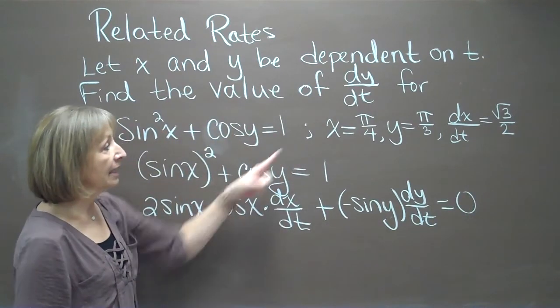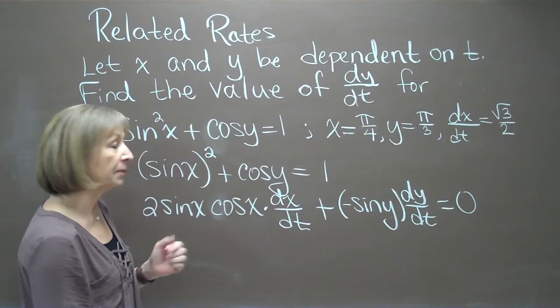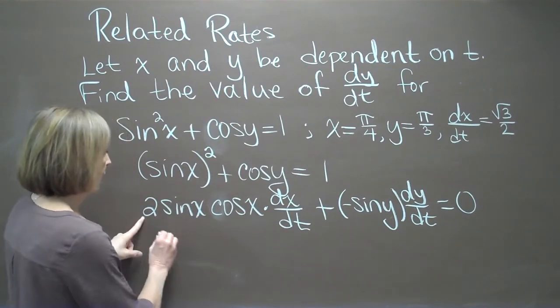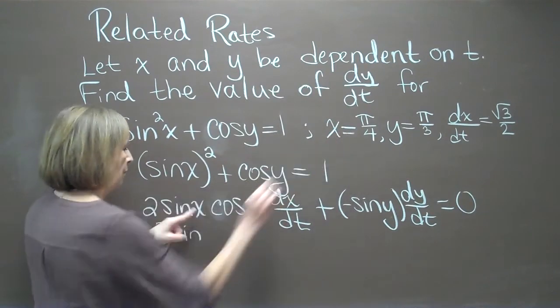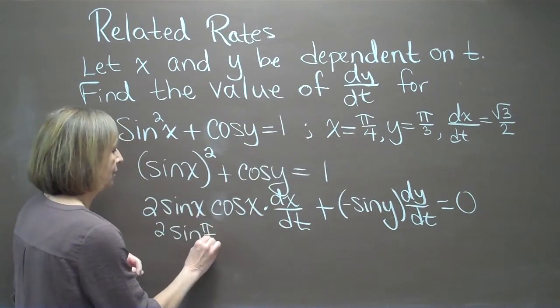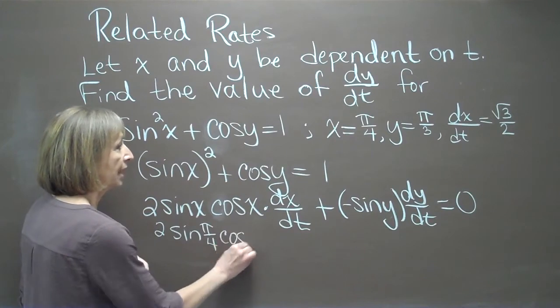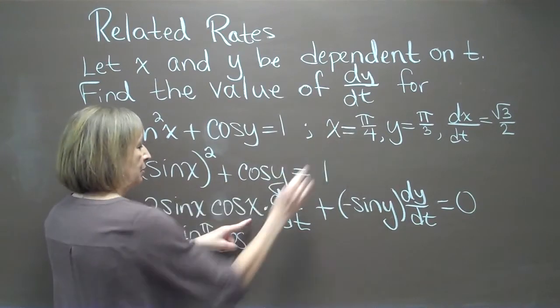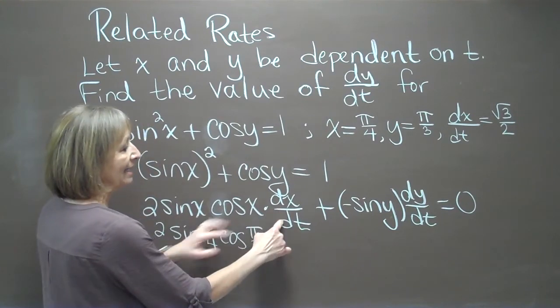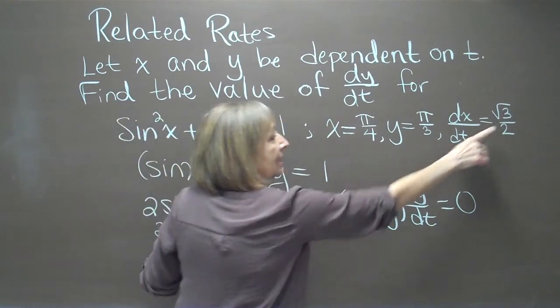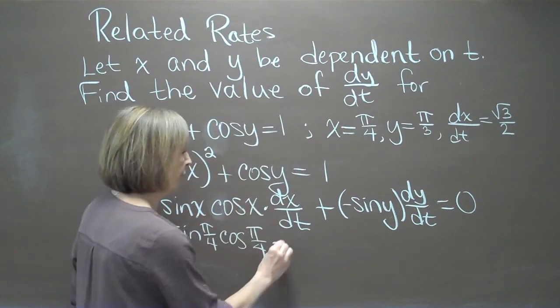Now we can plug in the values that we know because we've differentiated. So I have 2 times the sine of, well, x is pi over 4, times the cosine of, again, x is pi over 4, times dx dt. Dx dt is the square root of 3 over 2.